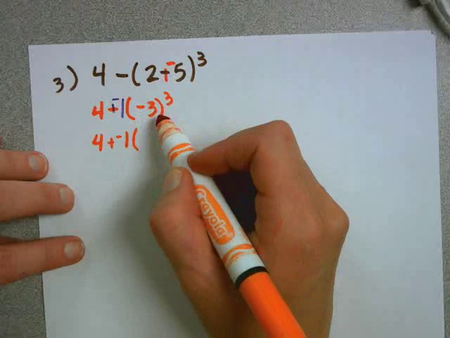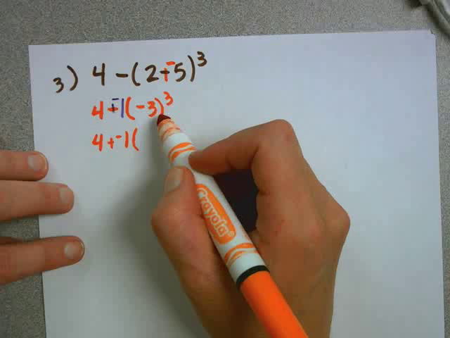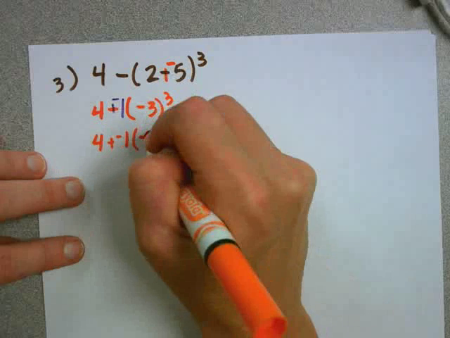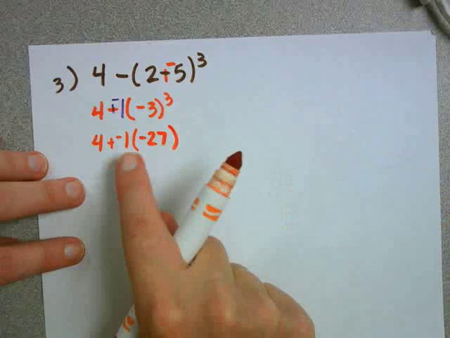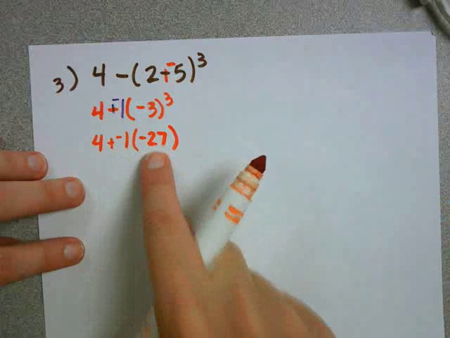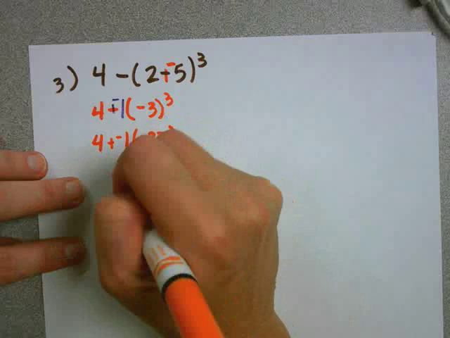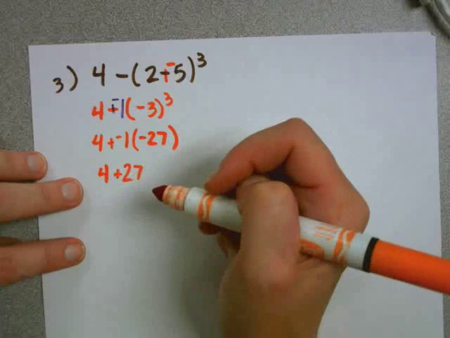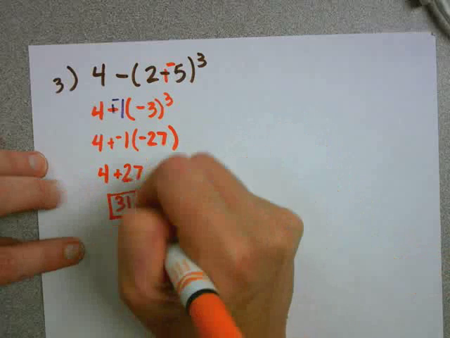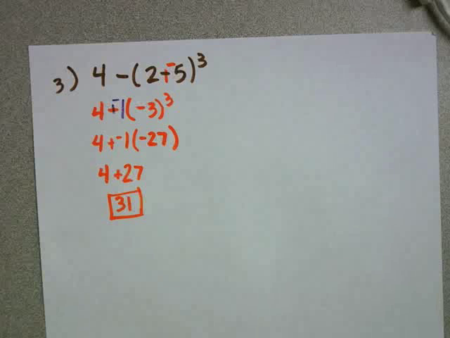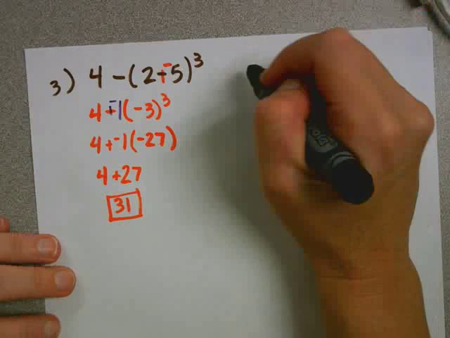Negative 3 times negative 3 is a positive 9, times another negative 3 is a negative 27. And then I have a negative times a negative, which is positive 27. So this problem is actually 31. So hopefully you did all right on that guy. Okay? Okay, so what happens now, number 4, when I start adding in variables?